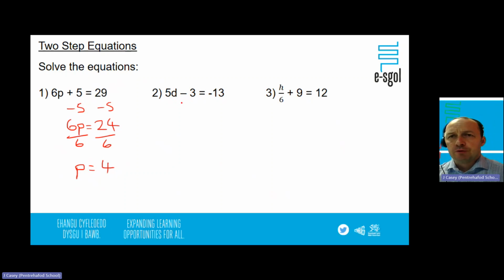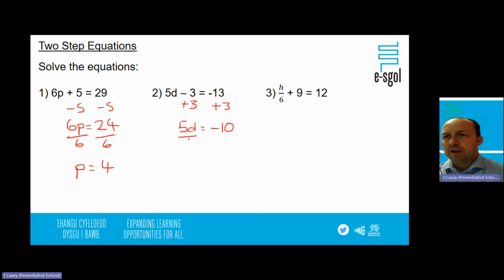So I want to get rid of this -3. So I'm going to do the opposite. I'm going to add on 3, but I must add on 3 both sides. So that gives me a value of 5d. So think about -3 on the number line. If you add on 3, you move to the right on the number line and you'd end up on -10. And very similar to question 1, I now need to divide.